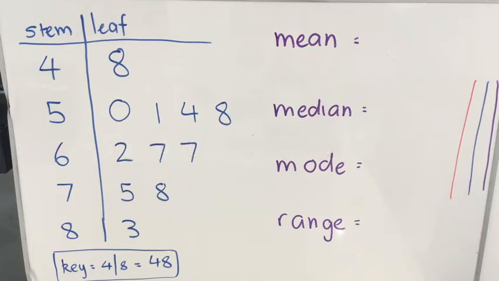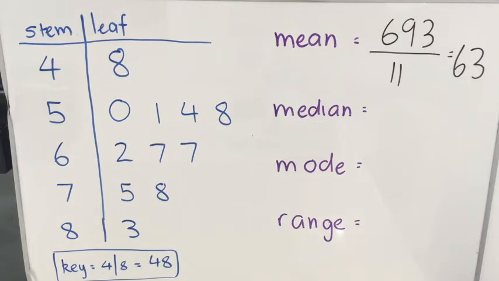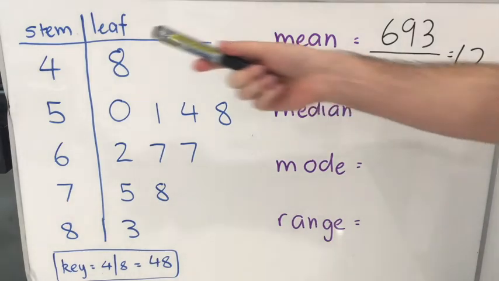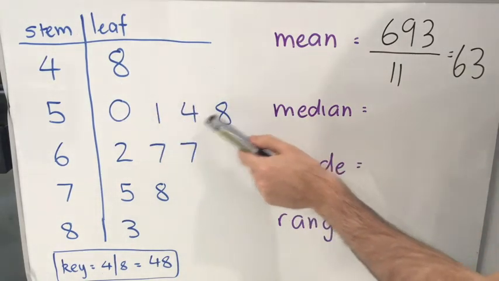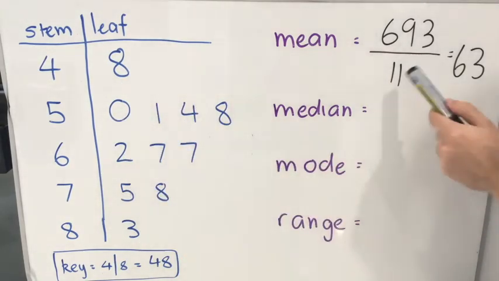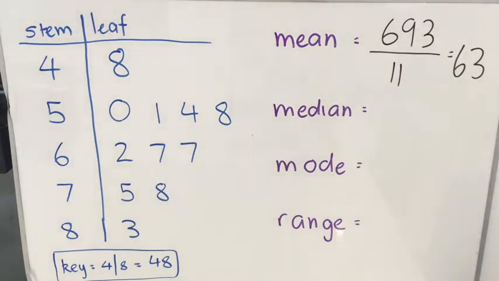Go. When I added up all of the speeds, it equaled 693. So 48 plus 50 plus 51 and so on equals 693. Then I divided it by 11 because there were 11 leaves, 11 cars or 11 speeds. 1, 2, 3, 4, 5, 6, 7, 8, 9, 10, 11. That gave me a mean or an average speed of 63 kilometres per hour.